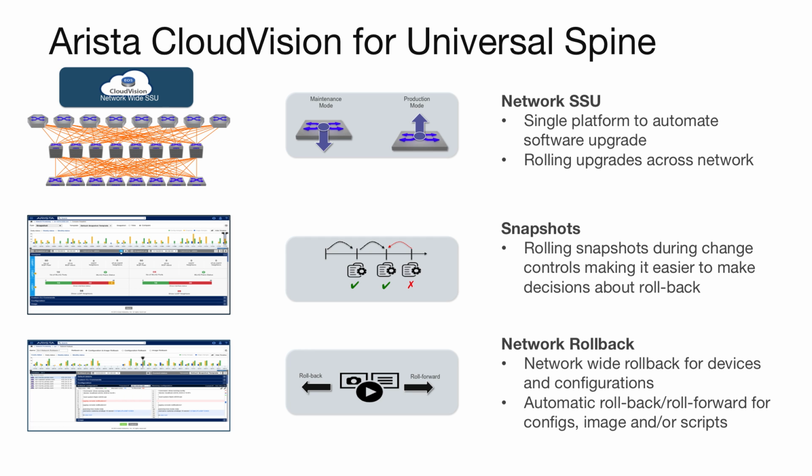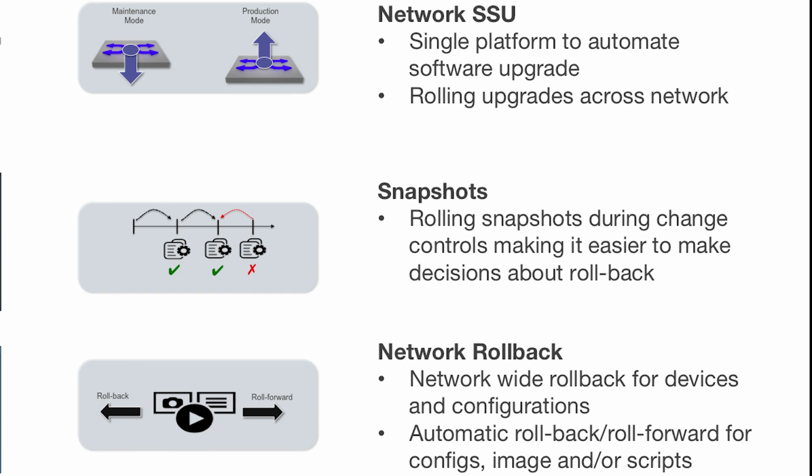While SSU for the Spine allows customers to upgrade a single system, Arista CloudVision takes SSU to the next level by automating the upgrade process for the entire network. Additionally, CloudVision also provides snapshot views for pre- and post-change control tracking, as well as the ability to roll back the network to a known good working state.